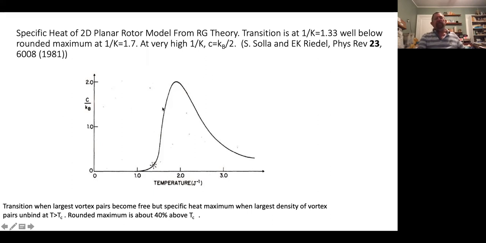And of course, what you see is this rounded peak, because there's nothing non-analytic, no phase transition here. This is just a smooth change in the specific heat as a function of temperature. But this is where the most entropy is released. So this is where the peak in the specific heat is, and it's just a rounded one, some 40% or so above TC. Because all the non-analytic singular behavior happens in this unobservable essential singularity.